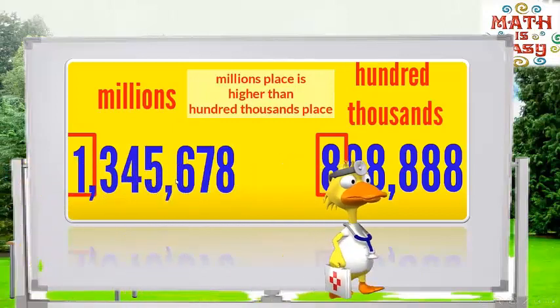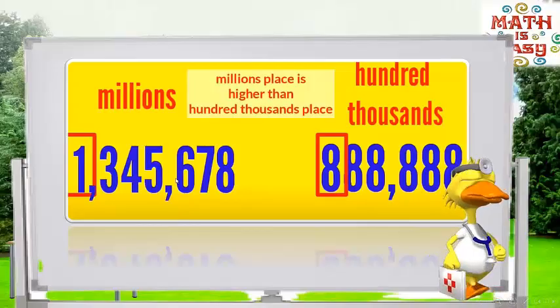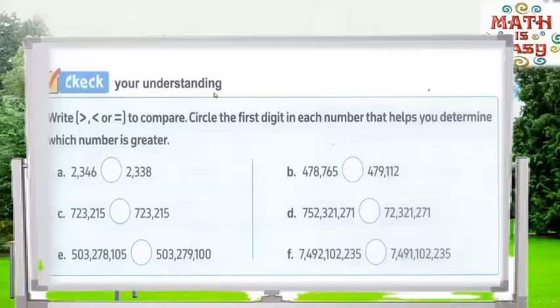Now we will solve an exercise to check your understanding. Write less than, more than, or equal to compare. And it tells you to circle the first digit in each number. That helps you determine which number is greater. If you circle the first digit or draw a line under each digit, you can compare.